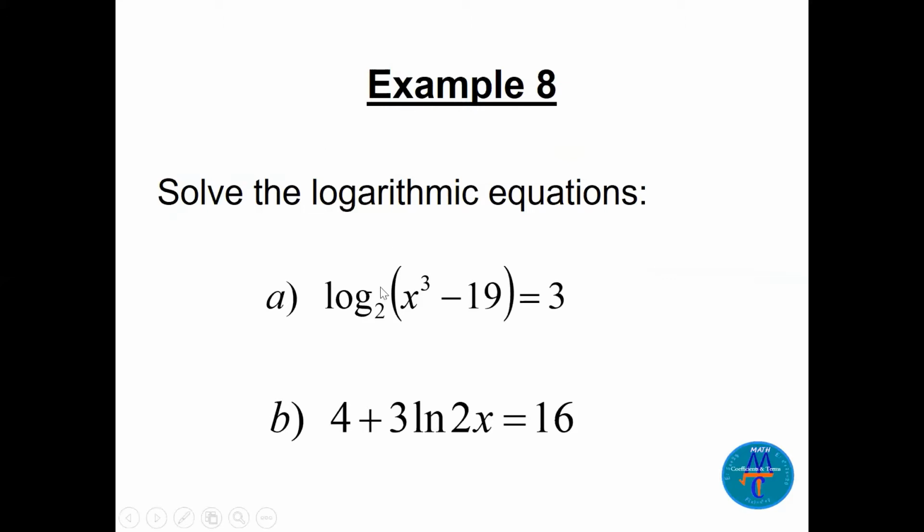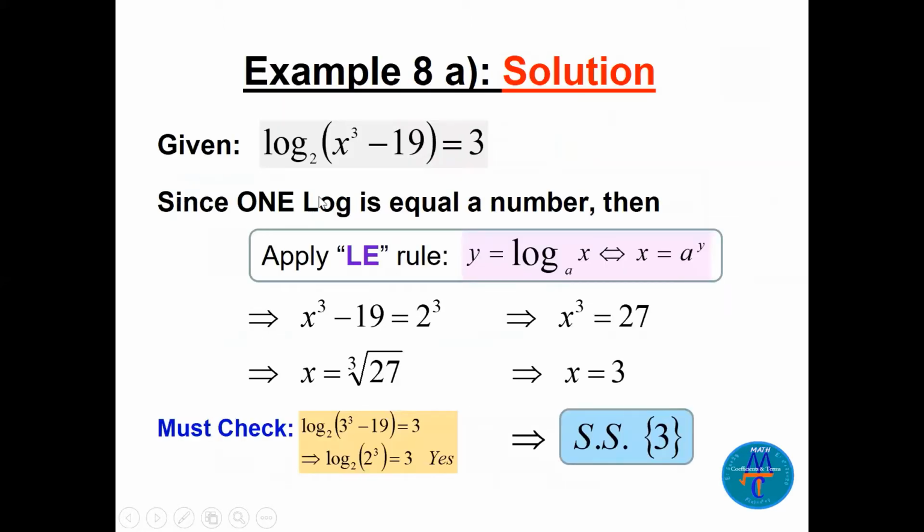We have log base 2 of x cubed minus 19 is equal to 3. And here we have an equation that is not ready, so this one we call a ready equation. Let's see. This is a ready equation because we have 1 log of an argument equal to a number. So I can use the LE rule. See, the y here is 3, the base a here is 2, and the argument x here is all this, x cubed minus 19.